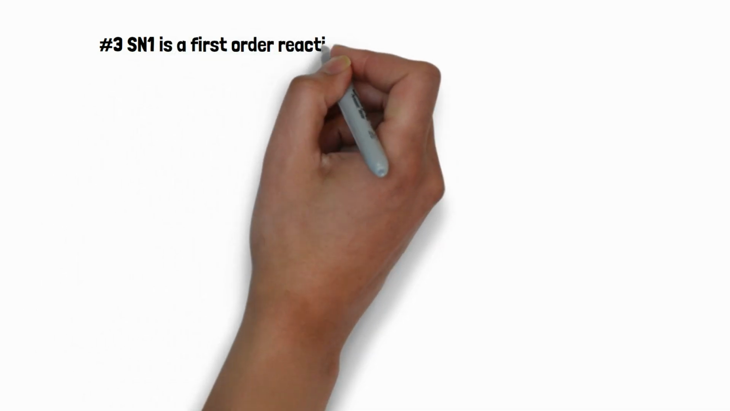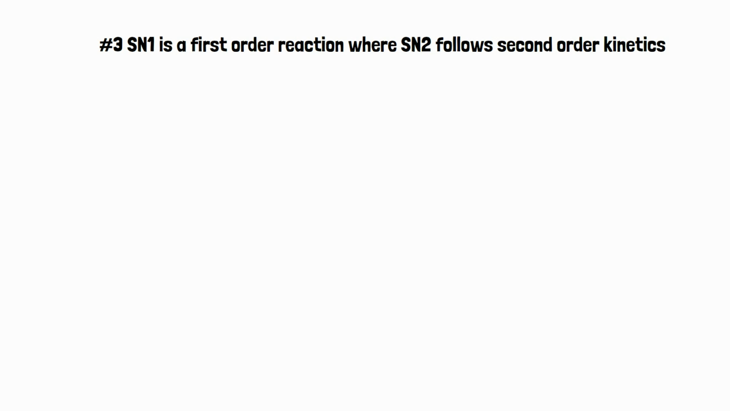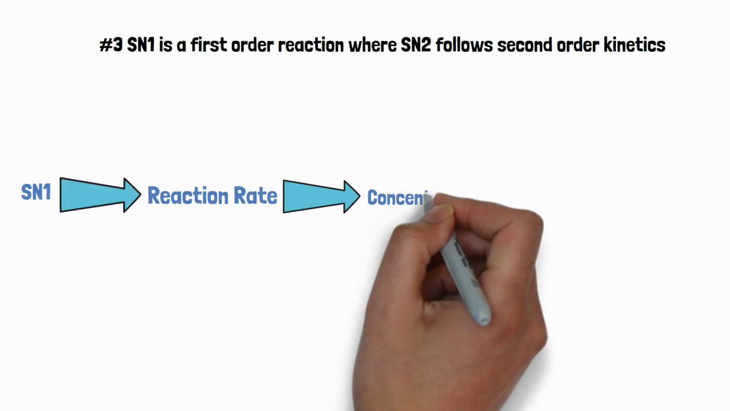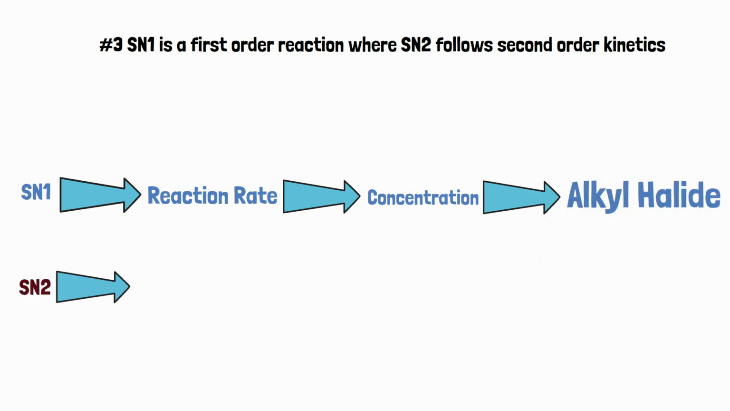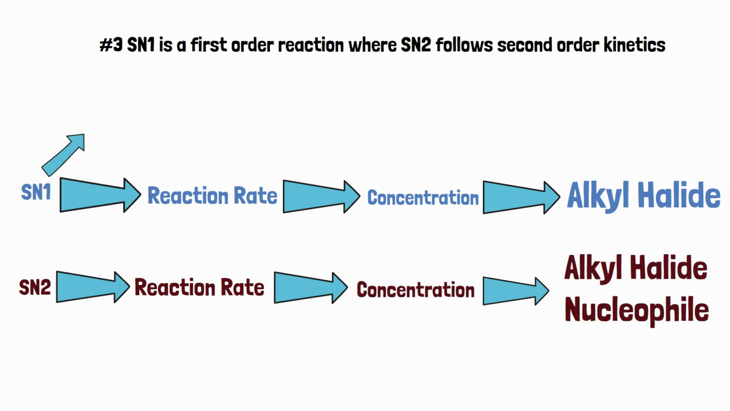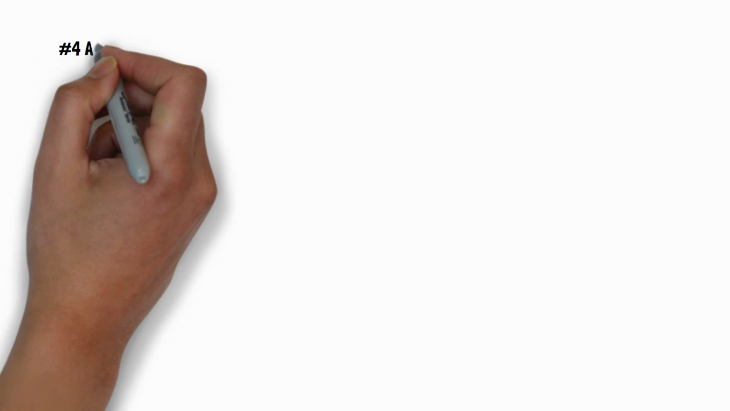Number 3, SN1 is a first-order reaction whereas SN2 follows second-order kinetics. In case of SN1 reactions, the reaction rate only depends on the concentration of the substrate, alkyl halide. But, in SN2 reactions, the reaction rate depends both on the concentration of alkyl halide and the nucleophile. The numbers 1 and 2 used in the symbols SN1 and SN2 symbolize first-order and second-order kinetics respectively.